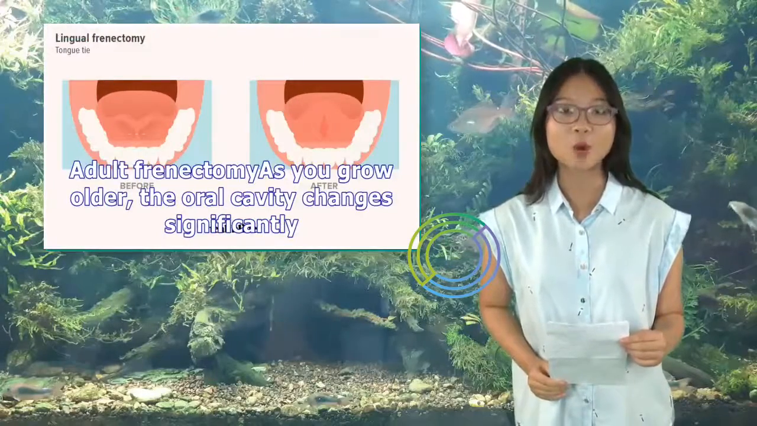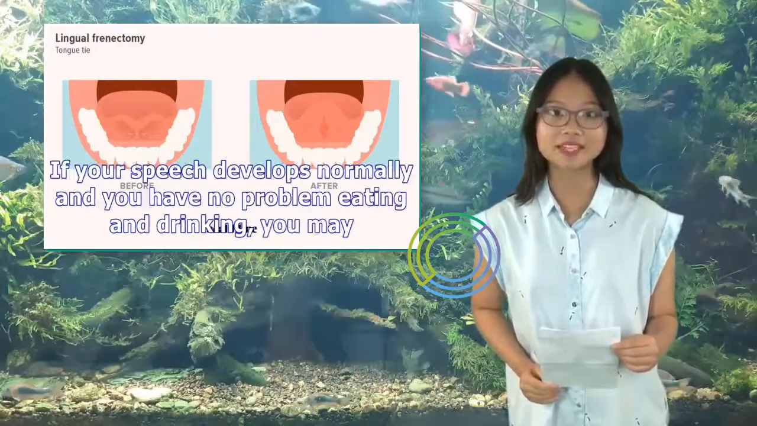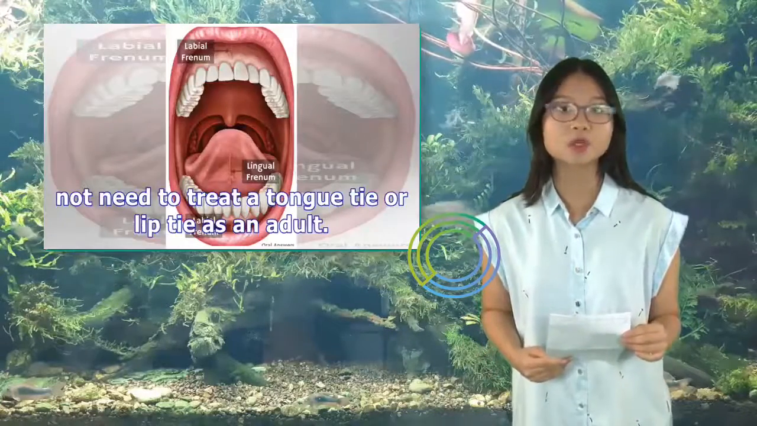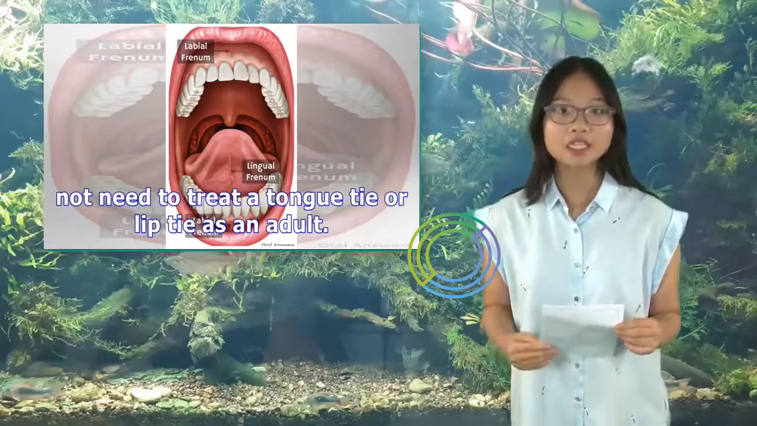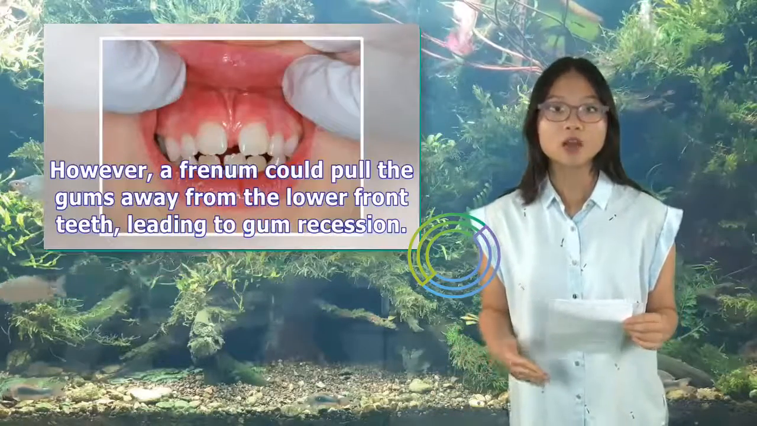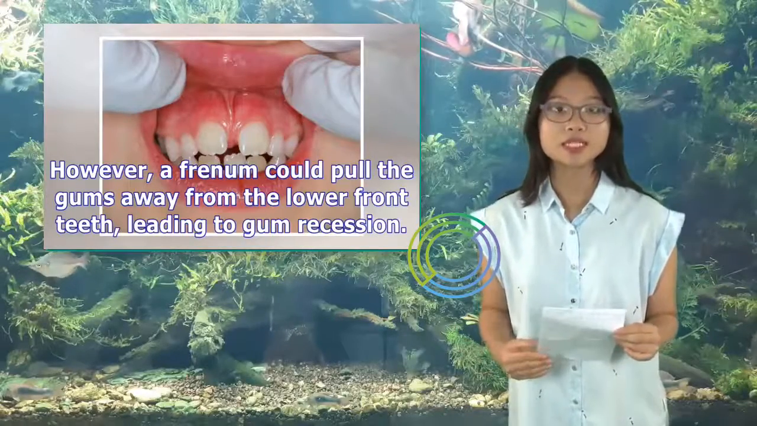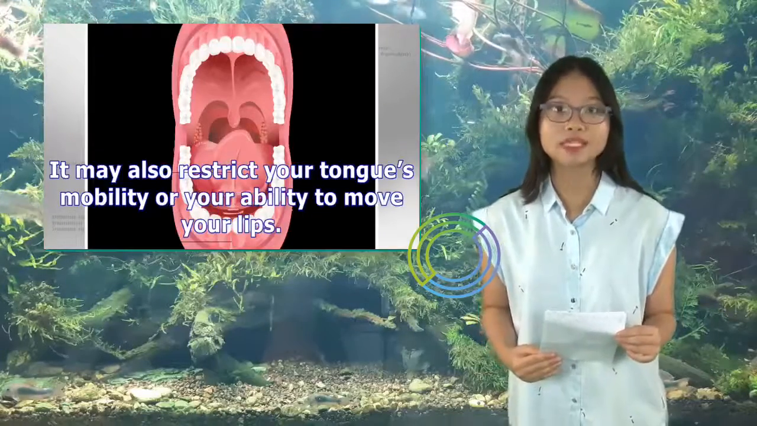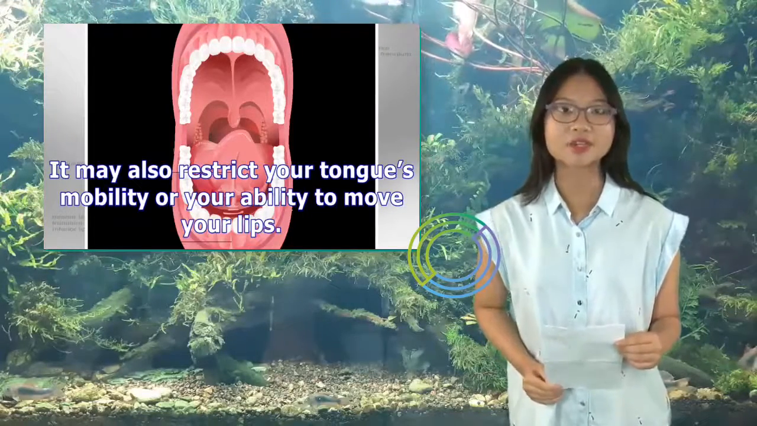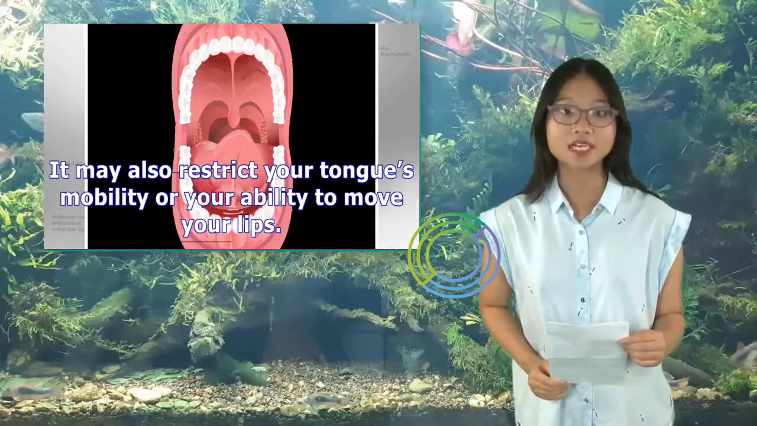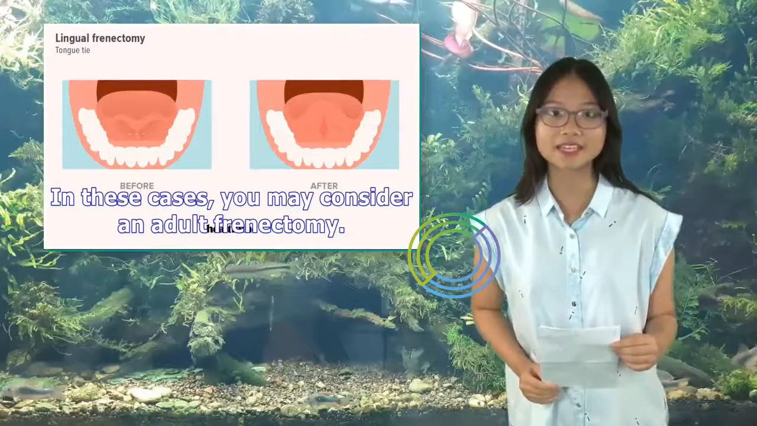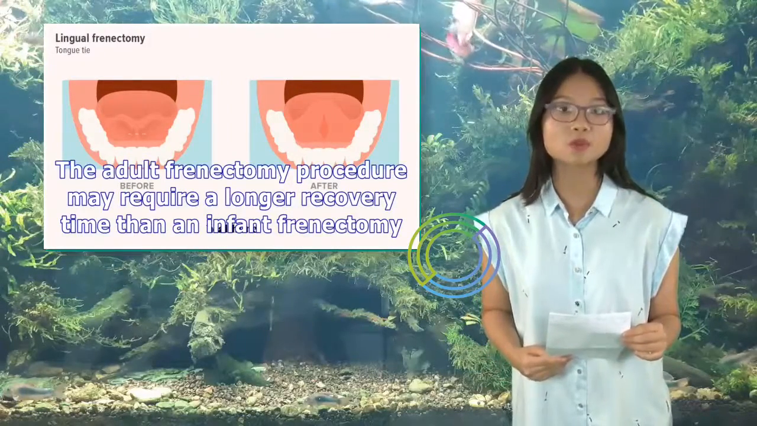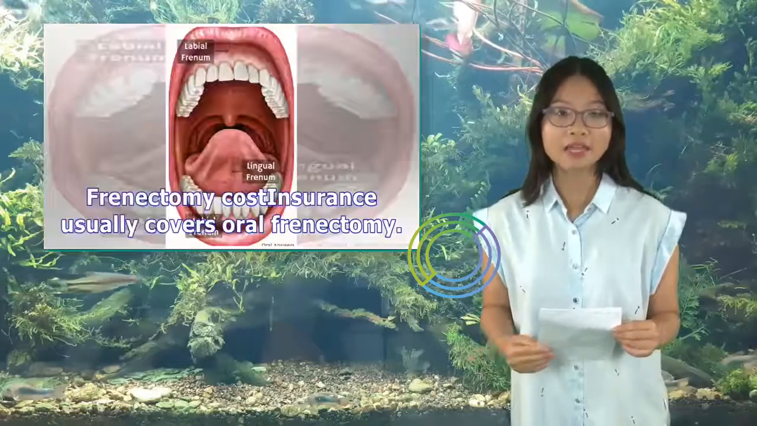Adult frenectomy. As you grow older, the oral cavity changes significantly. If your speech develops normally and you have no problem eating and drinking, you may not need to treat a tongue tie or lip tie as an adult. However, a frenum could pull the gums away from the lower front teeth, leading to gum recession. It may also restrict your tongue's mobility or your ability to move your lips. In these cases, you may consider an adult frenectomy. The adult frenectomy procedure may require a longer recovery time than an infant frenectomy.